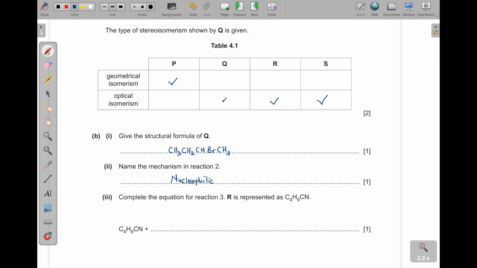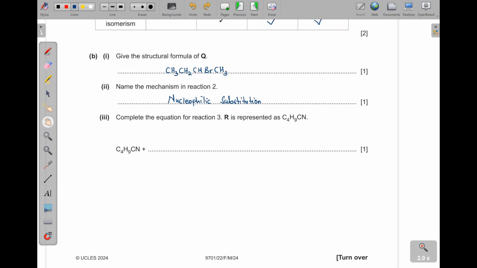Nucleophilic substitution. It can be SN1 or SN2, I think you know something like that. Okay? Yeah, those are the ones. That's nucleophilic substitution. And then Roman 3, complete the equation for reaction 3.